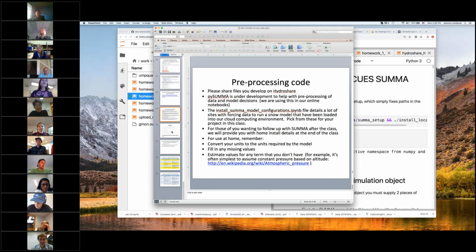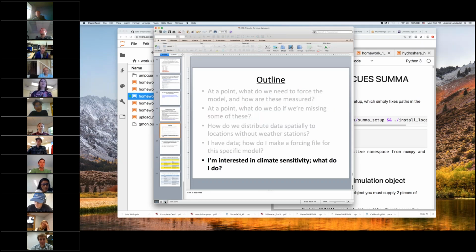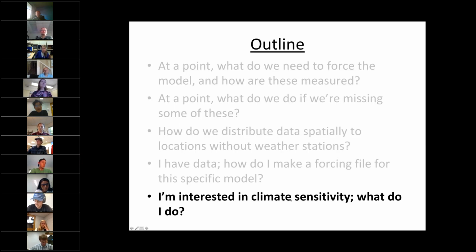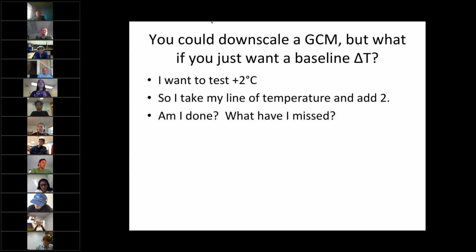All right. Ready to do a climate model simulation? This is one of the most favorite things to do with snow modeling, right? Is, okay, we're pretty sure it's going to be warmer in the future. What's it going to do to my snowpack in my neck of the woods? So, you could go through a lot of effort to downscale a GCM, but what if you just want a baseline check with just a delta T, right? I just want to test what happens to my snowpack if I warm the world by 2 degrees Celsius. Okay, so I take my line of temperature in my model and I add 2.